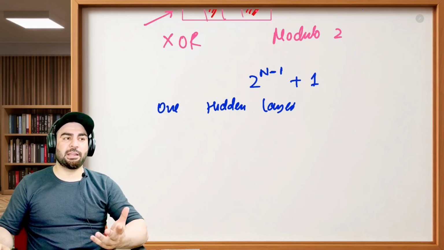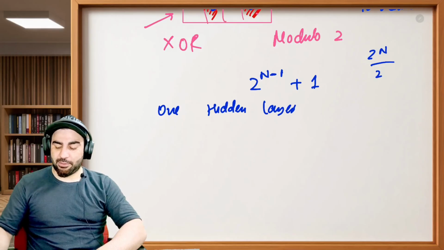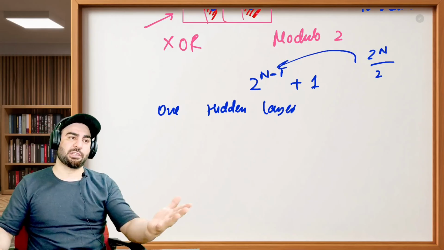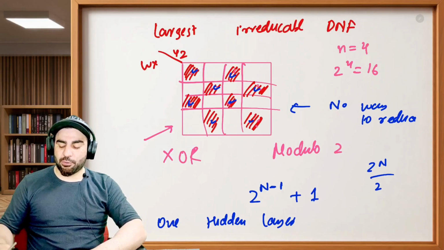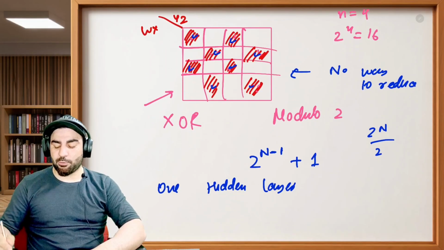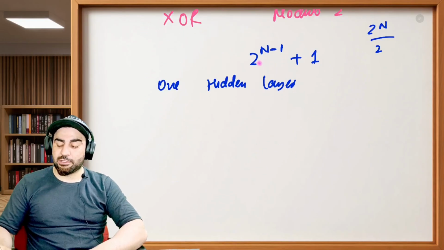Initially it was 2 to the power n. Now we have divided by 2. So 2 to the power n divided by 2 is this, because half the outputs are off. Okay, the output of the function for half of the combinations is off and for half of the combinations it's on. So that's why we have 2 to the power n divided by 2, that's 2 to the power n minus 1.